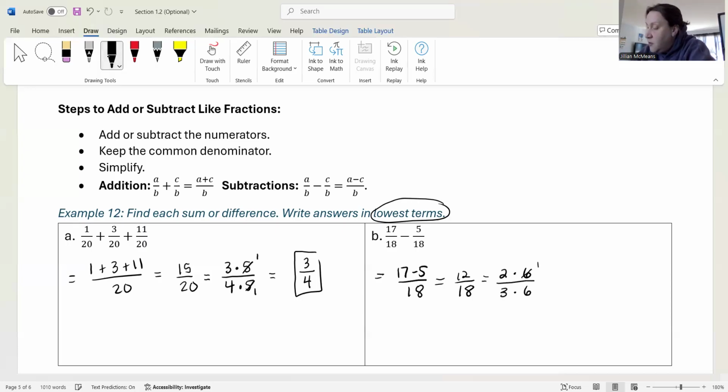6 divided by itself is 1. So we get these little footprints of a 1 that are left behind. And the final answer is 2 times 1, which is 2, over 3 times 1, which is 3. So the final answer that is reduced is 2/3. Okay? So let's look at another example where we talk about mixed numbers.